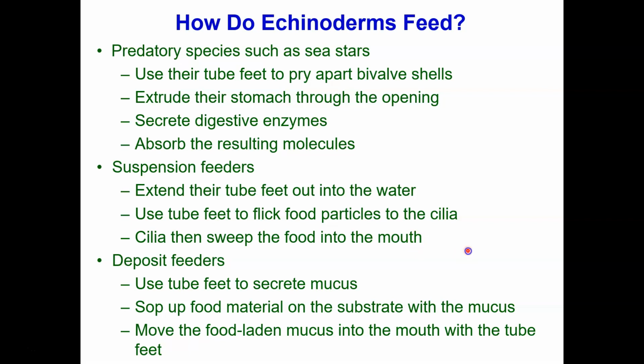Again, try to remember the difference between suspension feeding and deposit feeding. They are very similar. First, both are forms of filter feeding. Second, suspension feeding is when you filter food particles from the water column. Deposit feeding is when you are collecting food particles from a solid substrate. Okay, that's the actual difference.